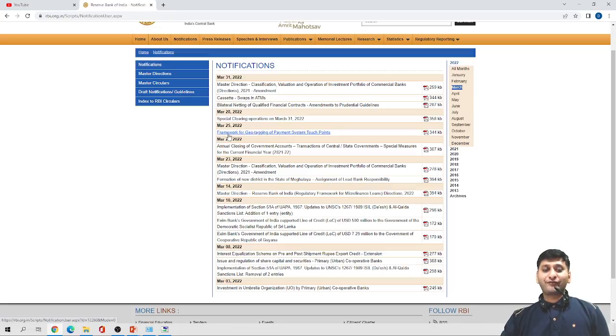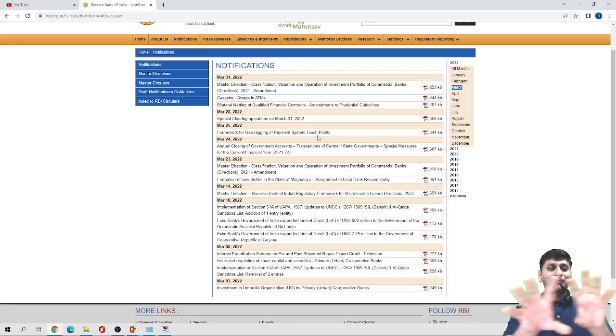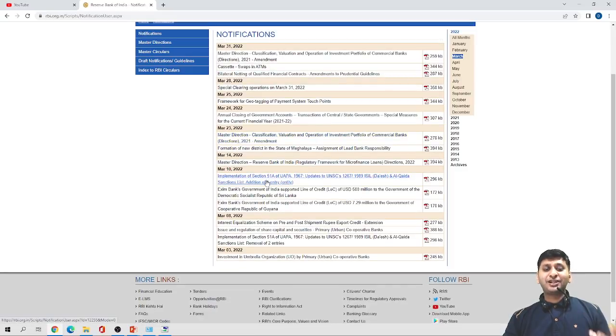On the other hand, if you see this notification, framework of geotagging of payment system touch points, कि जितने भी हमारे टच पॉइंट्स हैं पेमेंट सिस्टम को लेकर उनकी हम जियो टैगिंग करेंगे, which is very useful because the ultimate objective is that RBI has a database which can be shown to the people that here are your payment touch points. ठीक है. Then for example there is this notification, implementation of section 51A of UAPA 1967, something. So this is again something internal, right? Then Exim Bank's Government of India supported LOC of USD 500 million to the Government of Democratic Socialist Republic of Sri Lanka. कोई लाइन ऑफ क्रेडिट एक्सटेंड की है गवर्नमेंट ऑफ इंडिया ने श्रीलंका के लिए या फिर रिपब्लिक ऑफ गुयाना के लिए, ऐसी न्यूज आती रहती हैं.